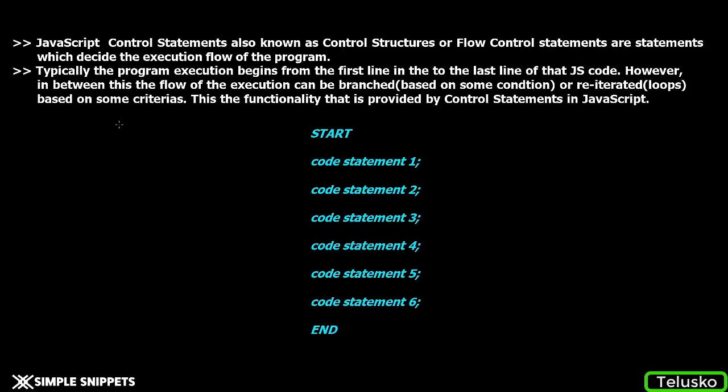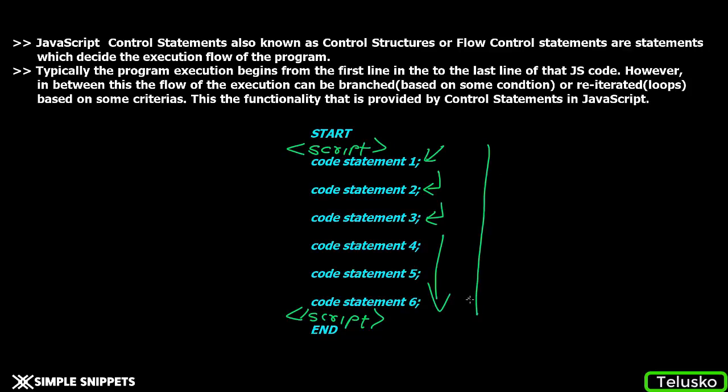So a little bit of theory on JavaScript control statements. These control statements basically govern the execution flow of the program. What do I mean by this? As you can see on the screen, in the blue code, typically this is what happens. Let's say we have the JavaScript code inside our script tag. The execution starts from line number 1, that is code statement 1, and then it moves on to line number 2, then line number 3, and so on and so forth. So this is how the basic execution flow goes.